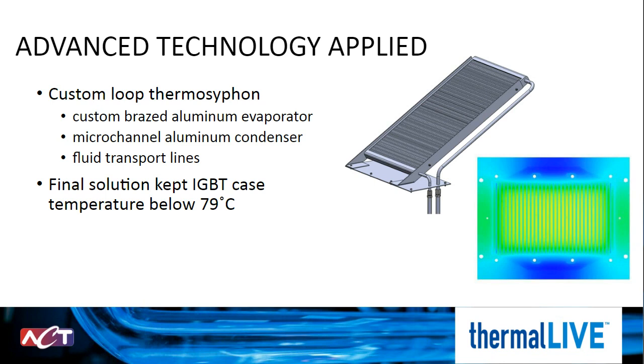The inverter cabinet utilized the loop thermosyphon design with a custom-designed brazed aluminum evaporator to remove the heat from the FPGAs. The custom evaporator was placed in contact with all 24 FPGAs in a tight configuration to minimize space claim. The condenser, which is located outside of the cabinet, was a microchanneled aluminum plate that was ultimately cooled by natural convection in the room. This passive solution was able to keep the IGBT case temperature below 79 degrees Celsius without using any shipboard power, which maintained a lower SWAP.